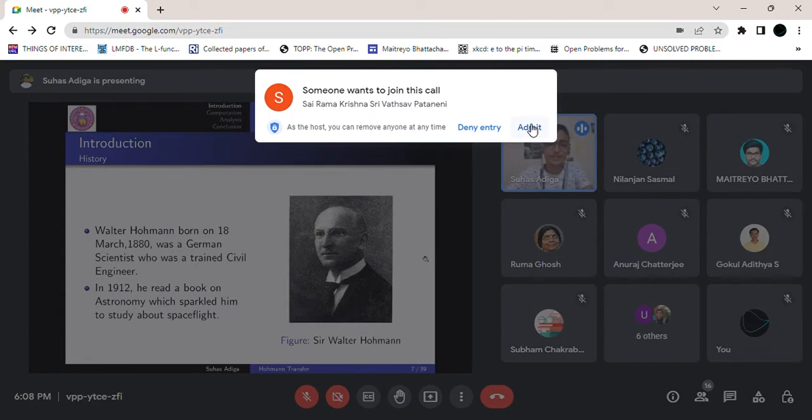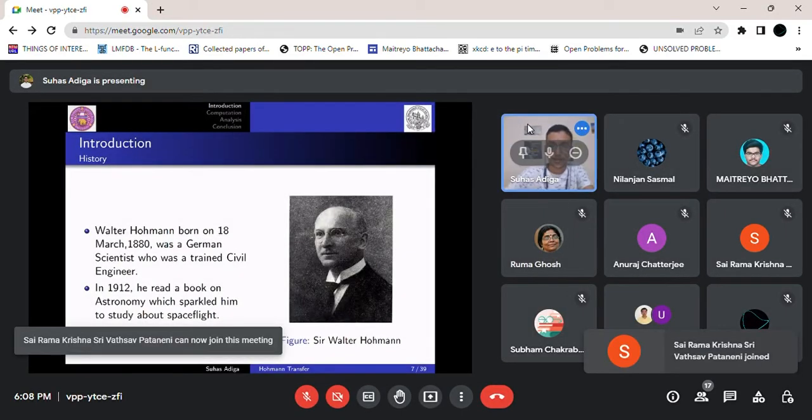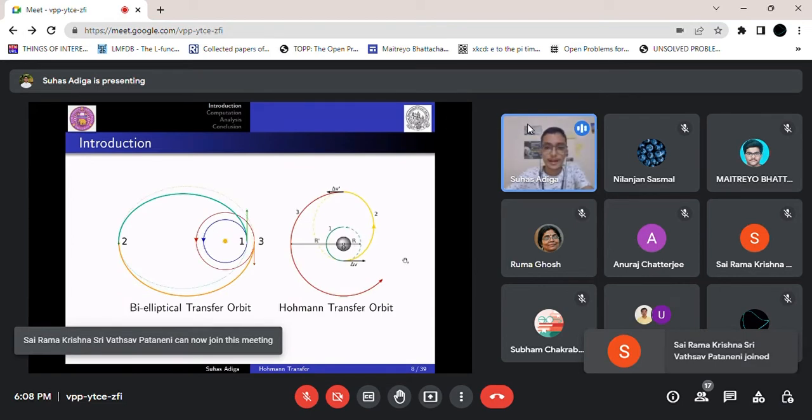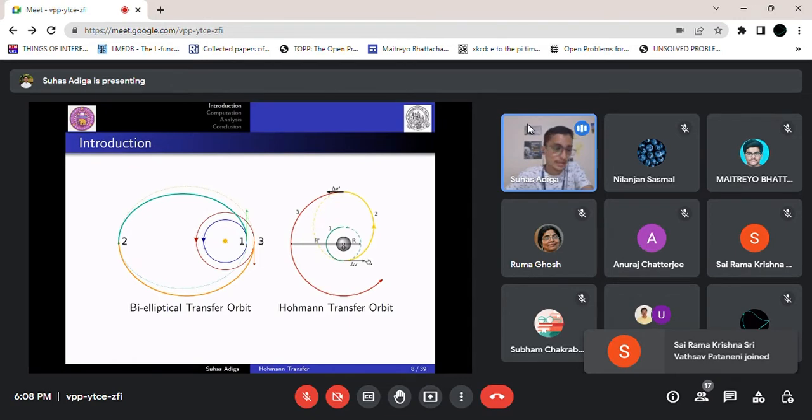So he started working on this technique. As I said before, there are many different types of transfer techniques available. One among them is the bielliptic transfer, and another is the Hohmann transfer. There are many others, like low thrust transfers. So mainly, what is this bielliptic transfer orbit?